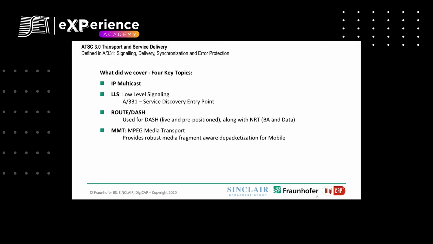So what did we cover? Number one, ATSC 3.0 transport and service delivery is all over IP multicast, which provides a common transport mechanism between the physical layer and the receiver media processing stack. Number two, 3.0 services are able to be discovered using a common entry point through the low-level signaling, specifically the service location table. Number three, linear AV service delivery, including NRT and prepositioned content, using ROUTE/DASH. And lastly, a robust media depacketization model using MPEG Media Transport, specifically for mobile use cases.